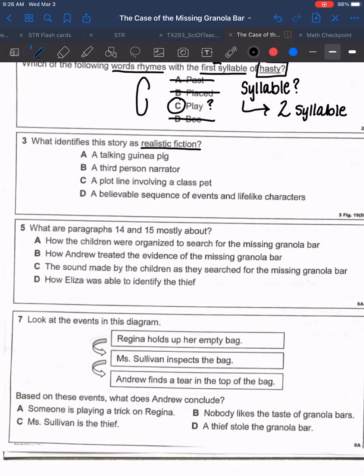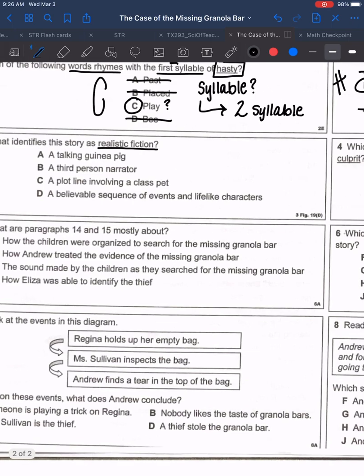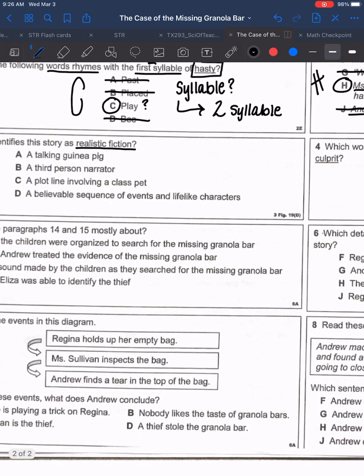Number 3, what identifies this story as realistic fiction? Realistic fiction. Oh my goodness. We need to break this one down, you guys. So the word realistic. Well, if we look at the root word in realistic, which is real, we know that it's referring to something that is real. Something that's actually going to happen or could actually happen. Then if we break it down and we look at fiction, we know the difference between nonfiction and fiction. And fiction means that it's not real, while nonfiction means that it's real.